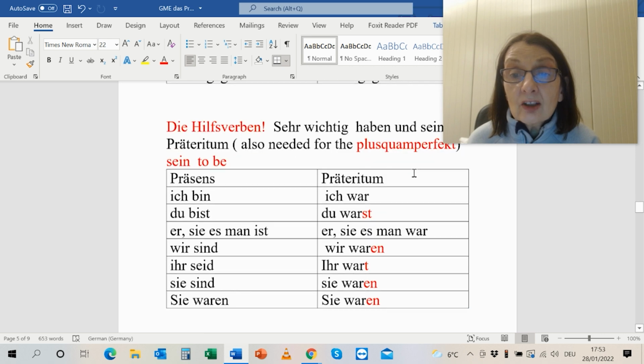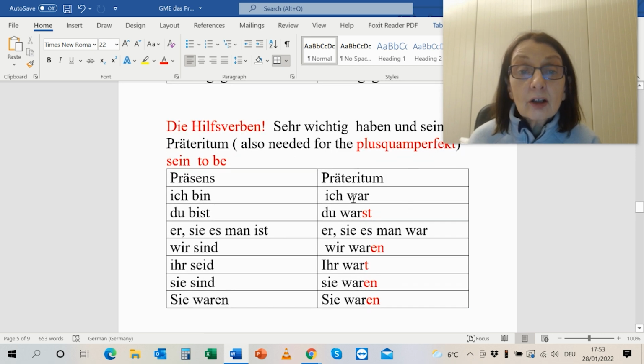But for the English speaker out there, it's not too difficult, because ich bin, I am, ich war, I was. Was becomes war in German. And noticing in the irregular verbs, there are no endings here on ich, on sie, es, and man. And in the plural, wir waren and ihr wart, sie waren are quite like normal present tense endings here.